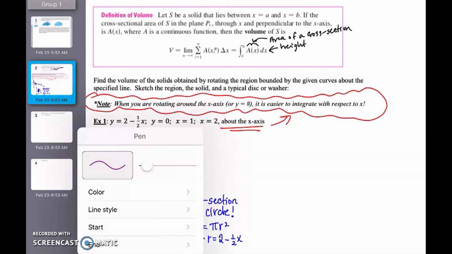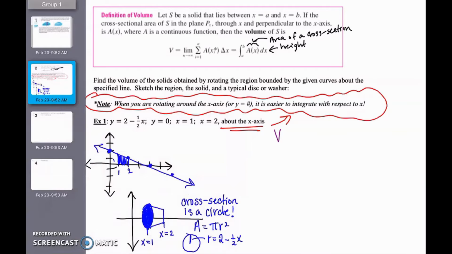So now we can go ahead over here and come up with a volume function. Our volume is going to be equal to the integral from x equals 1 to x equals 2 of the area of a cross section, which is that circular disc that we drew. We know that the area is pi times our radius, which is 2 minus 1/2 x, squared. That is a quantity squared, right? Our radius is squared, times the height, or the distance along the x-axis, which is our change in x, or our dx.